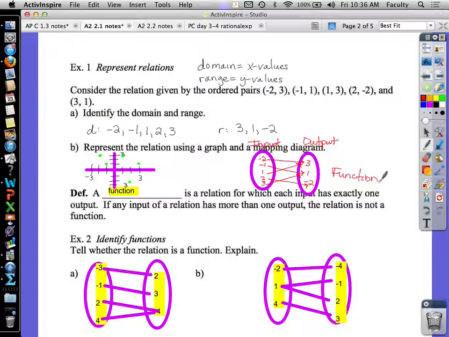So it's very important that you understand why it is a function. So letter A, is this one a function? Yes. How do you know?